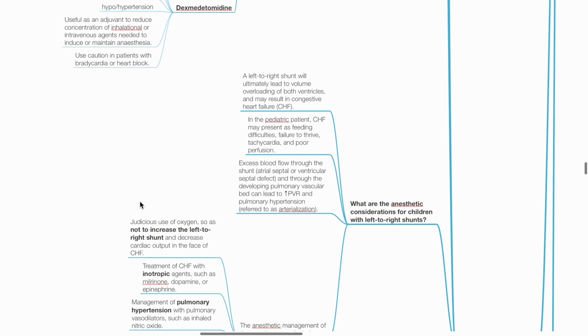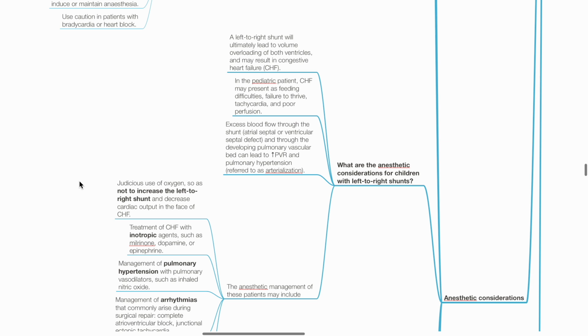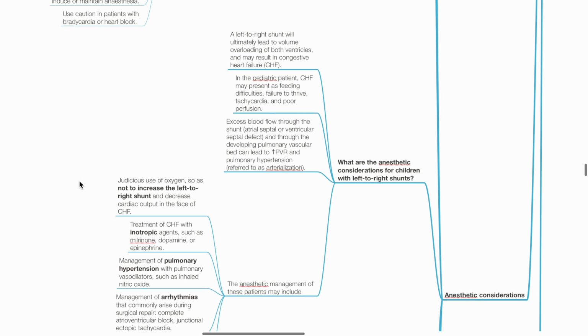What are the anesthetic considerations for children with left to right shunts? A left to right shunt will ultimately lead to volume overloading of both ventricles and may result in congestive heart failure. In pediatric patients, congestive heart failure may present as feeding difficulties, failure to thrive, tachycardia, and poor perfusion.